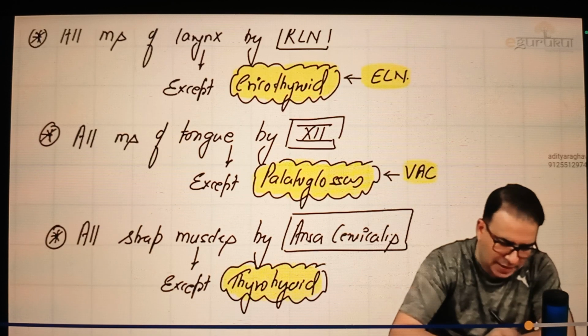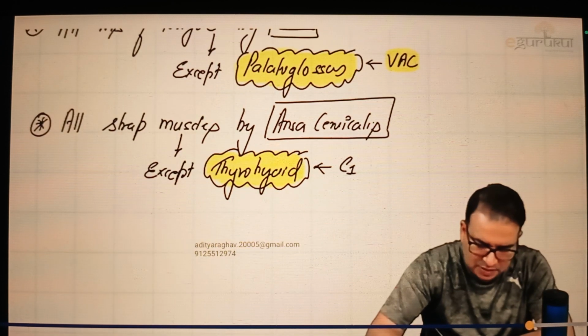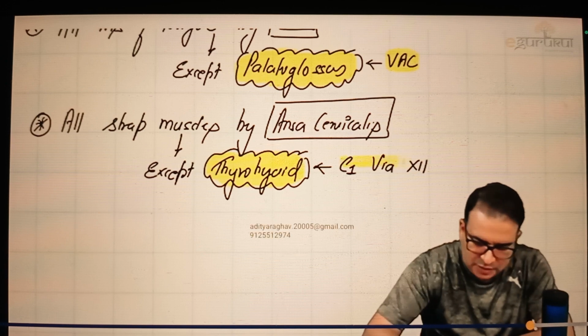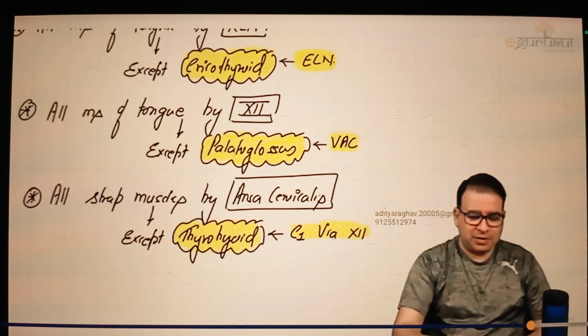In fact, what is it supplied by? It is supplied by the C1 nerve via the hypoglossal nerve. C1 via hypoglossal. Questions had come separately on the exceptions.